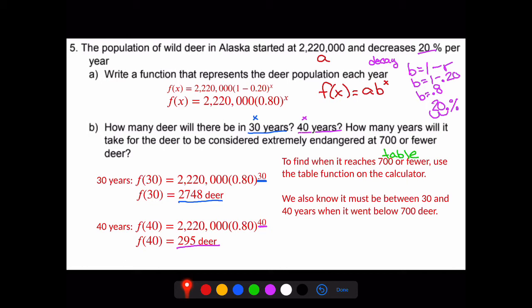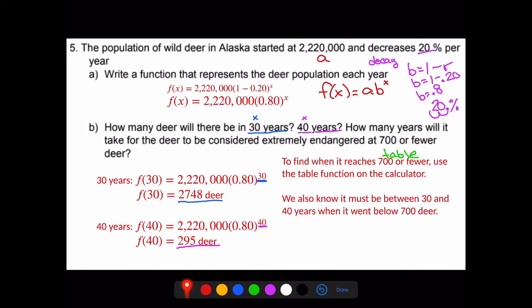So from here, we just start scrolling down, and we keep scrolling until we reach right below 700. So we know that's going to be a little bit after 30 years. Right now I'm around 20. All right. So looking at this, at year 36 we have 720 deer.